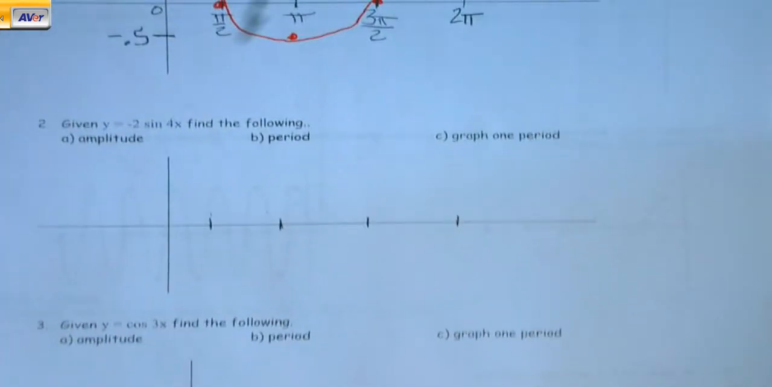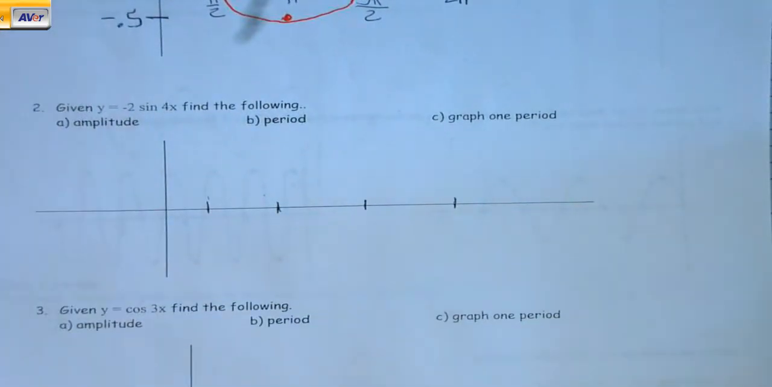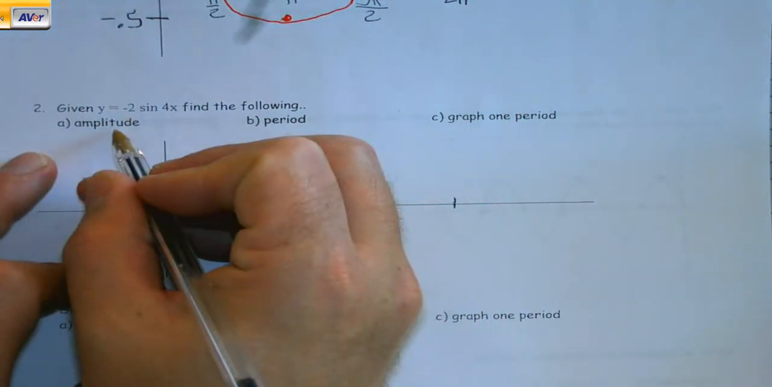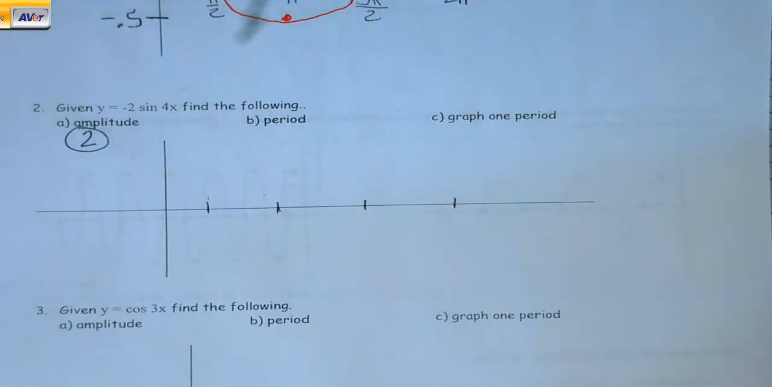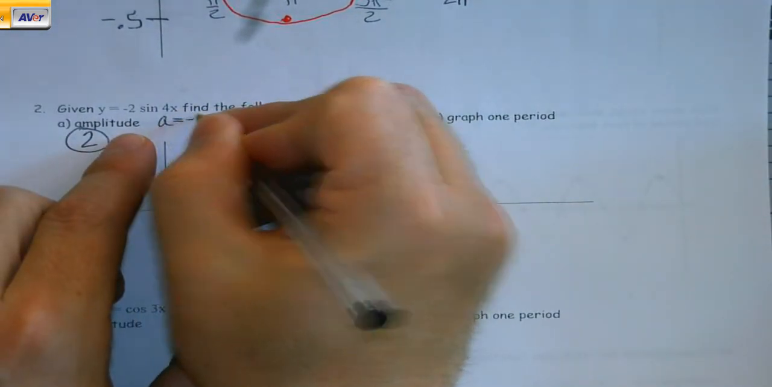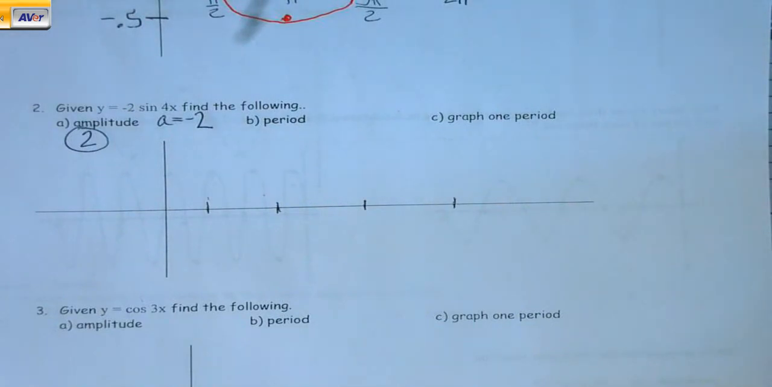If I move this up a bit, now I look at this next one, and I go, okay, my amplitude is going to be 2, because again, it's a distance. But my A value is negative 2, because that's going to make a difference when I go to graph. But we'll get to that second, because we always do the stuff with our period first.